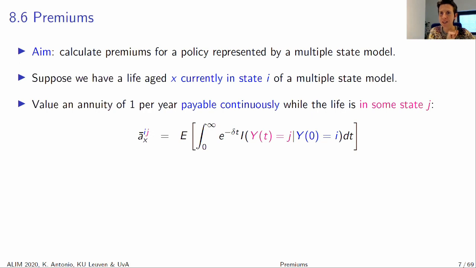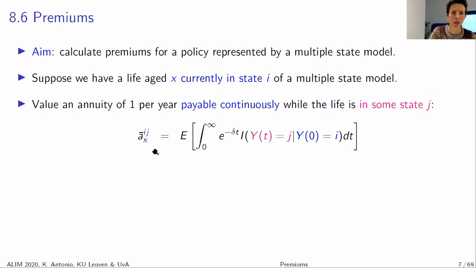So if this is really new to you, then look back in the Dixon et al. book and check the section on annuities in continuous time, life annuities in continuous time, because there you will see this kind of structure again. Of course, for a simple annuity in the life setting, the annuity will only pay if you are in the alive state, right? Because that's the only possible scenario. Here, we are able to make a distinction, and the annuity will pay while you are in some state J.